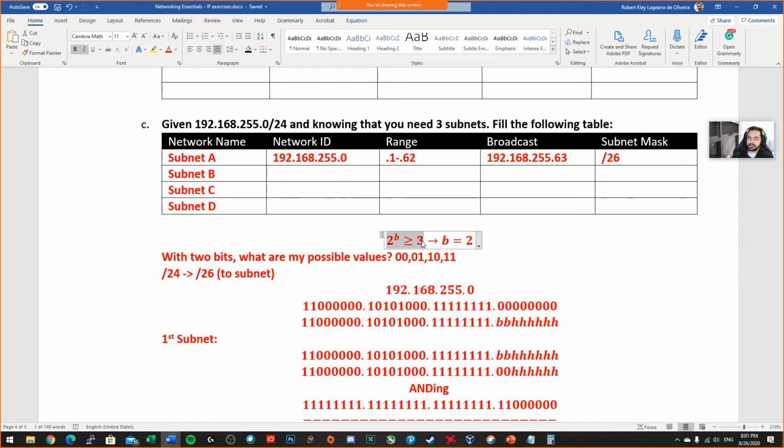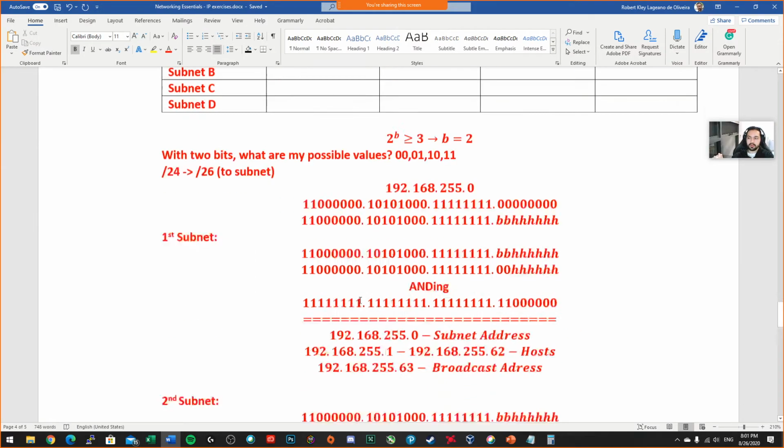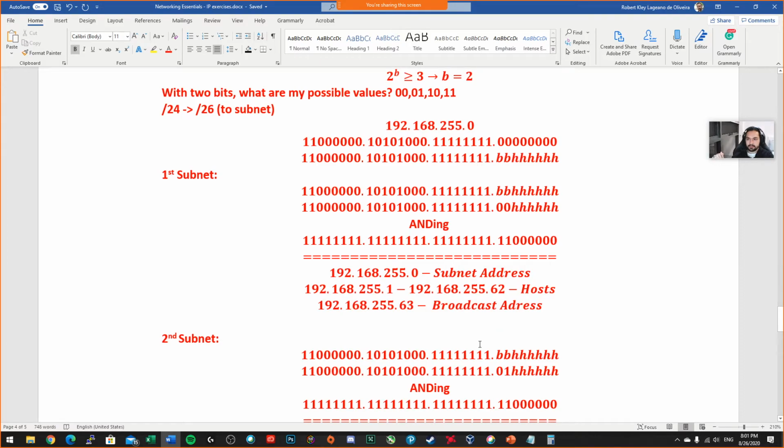After that, you need to borrow 2 bits, but you originally have a /24. Now you need 2 extra. So now you're going from 24 to 26. Exactly. That's it.